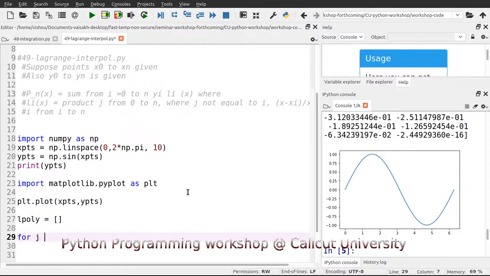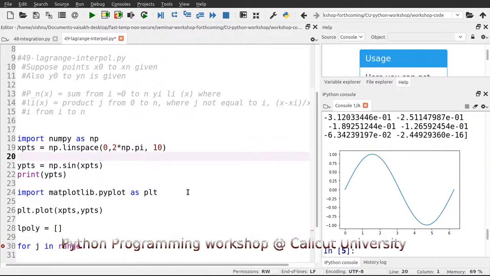So for j in range, 0 to the number of points. Let us just take npts equal to the number of points, the length of x points, so that if you are changing this 10 to something else, we don't have to worry about that. We can simply use the number of points, or even n itself. So length n is actually 0 to n. Therefore, range n.